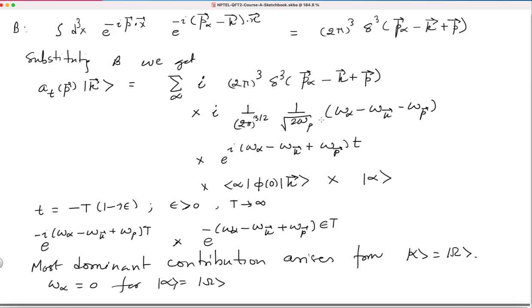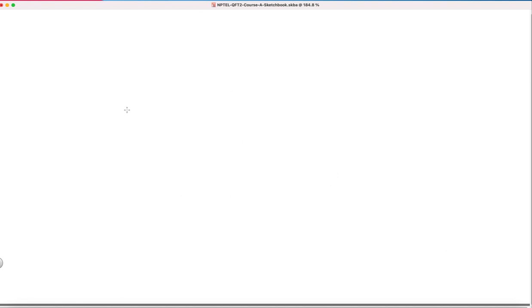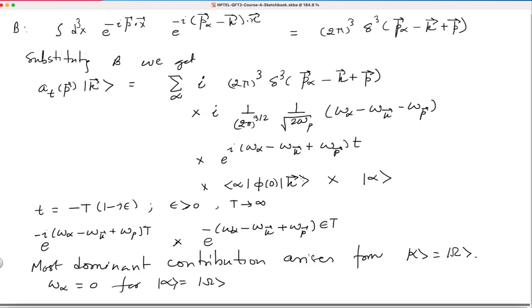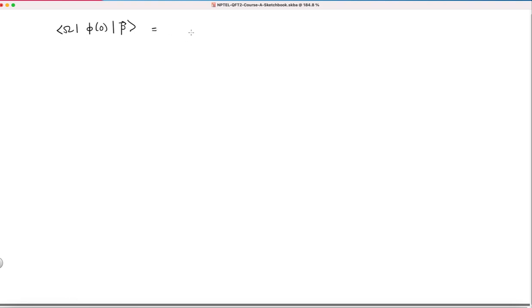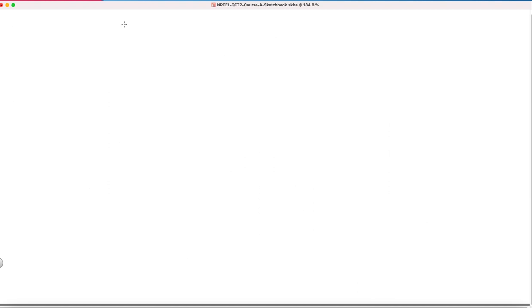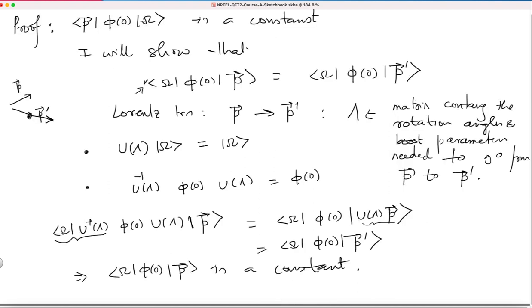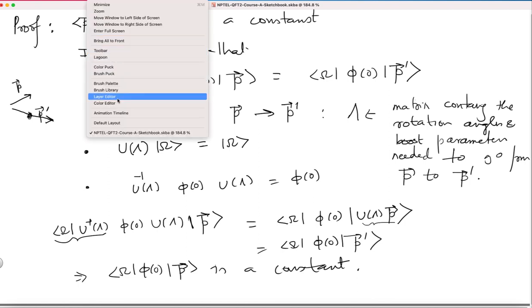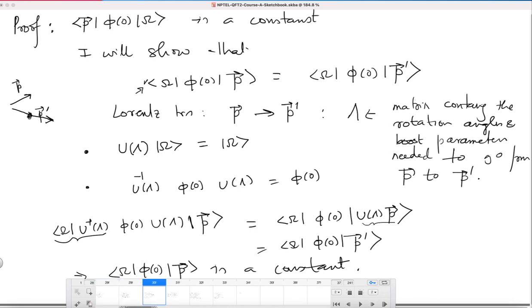Another thing that I have to use is the following: omega phi 0 p, that is what is in here. This thing is root z over 2 pi to the 3 halves, complex conjugate of it. Earlier we had shown, I think, let us see, where is the z? Let's look at z.